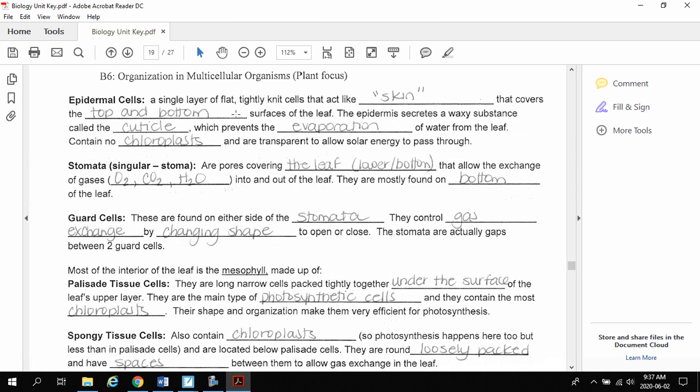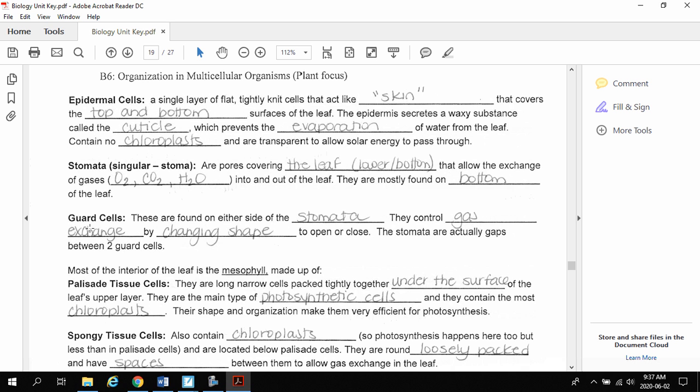So this is going to the bottom part, the stomata. Again, those are the openings. Stomata is plural; the singular is stoma. Those are the pores covering the leaf on the bottom that allow the exchange of gases, so the exchange of oxygen, carbon dioxide, and water vapor into and out of the leaf. They're mostly found on the bottom of the leaf. We'll say it's almost exclusively on the bottom of the leaf.